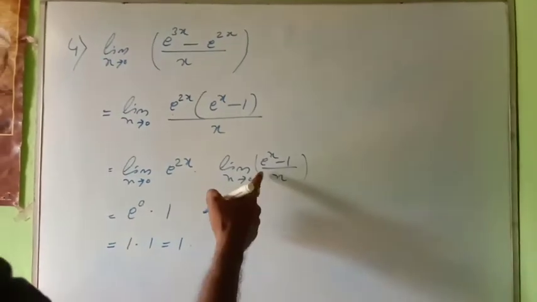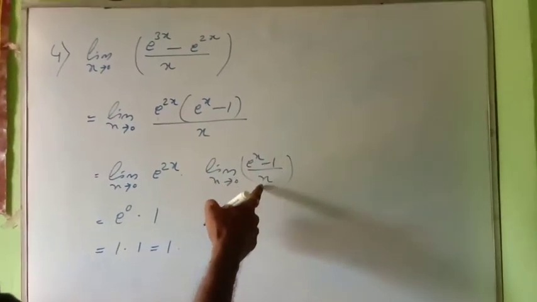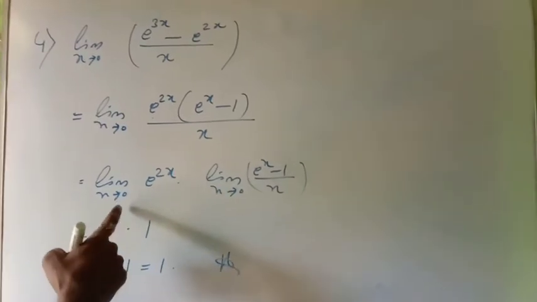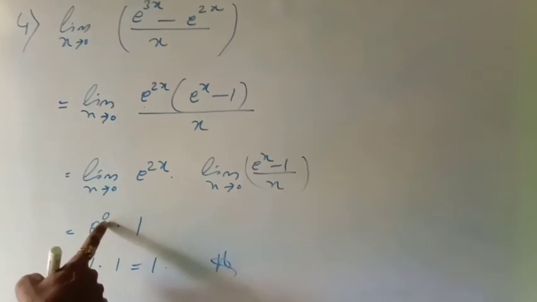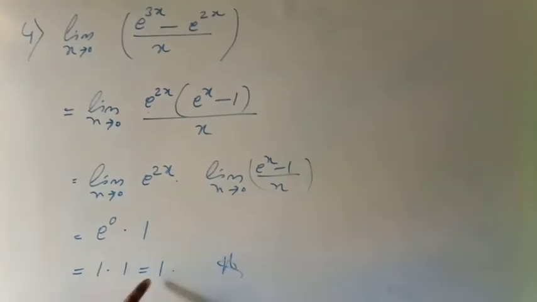Because the formula you know, limit x tends to 0, e to the x minus 1 by x, what is the formula? This is 1. And if I put x equal to 0 here, 2 into 0 is 0, e to the power 0 means anything power 0 is 1. 1 into 1 is equal to 1. This is the answer of number 4.